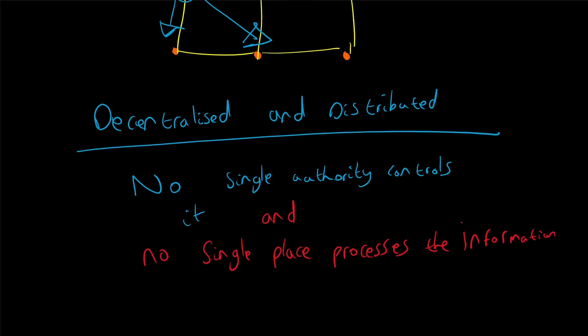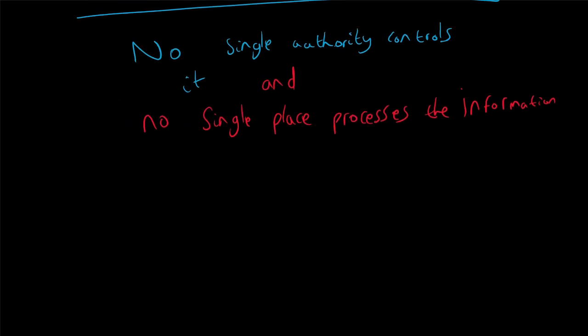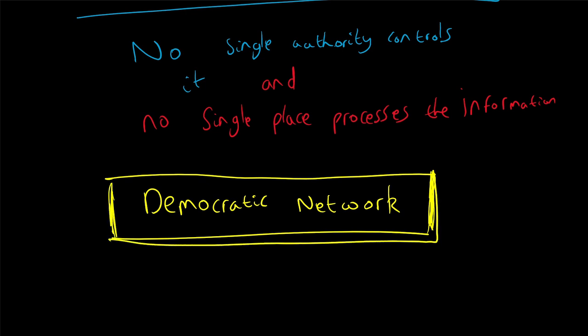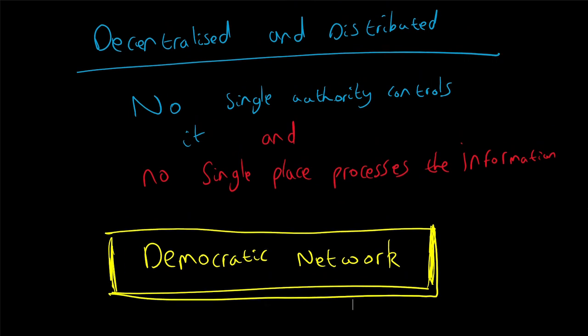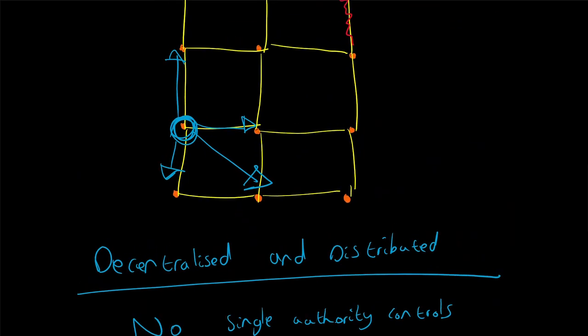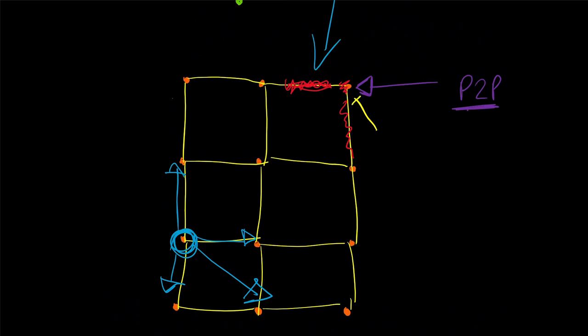This is a truer form of a democratic network. Because if you have essentially one single authority controlling it, whether it's data, whether it's people, then that is not a democratic system. Whereas a distributed, decentralized system is a democratic system which allows information to be processed very quickly, very well, because it's not dependent on one single node, which is good.